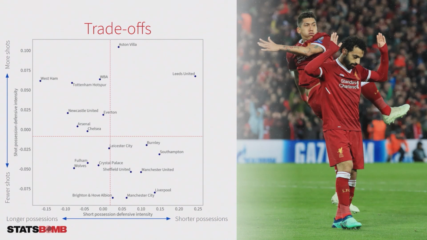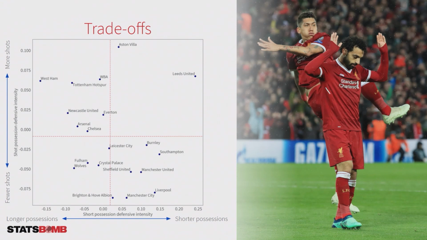So along the bottom, we've got teams to the right, shorter possessions, teams to the left, longer possessions. Teams towards the top tend to concede more shots. Teams to the bottom concede fewer shots. And there's a broad correlation here. Teams that press or have shorter possessions against them tend to concede fewer shots. They suppress shots. Teams that tend to drop off tend to concede more shots.